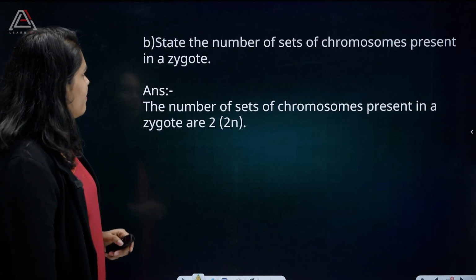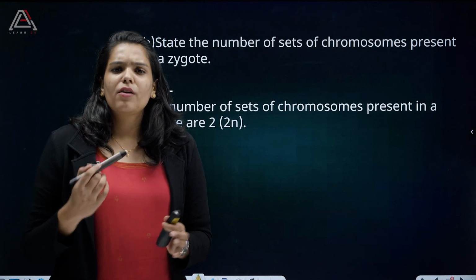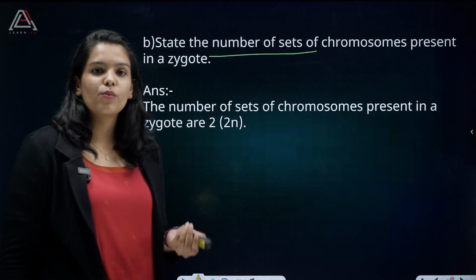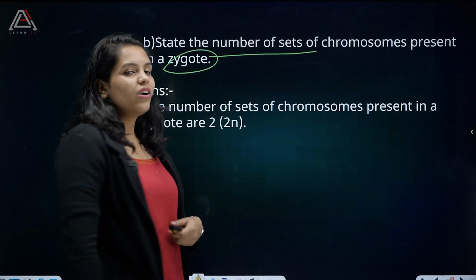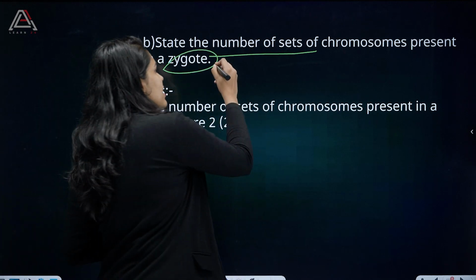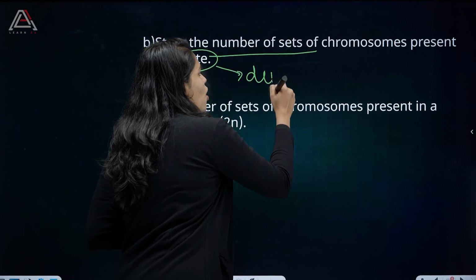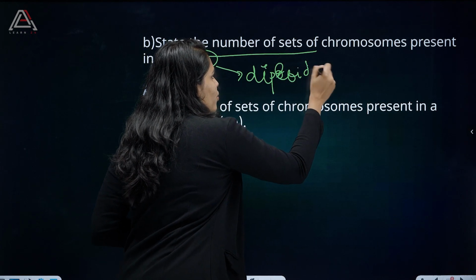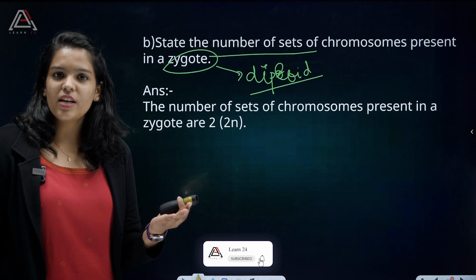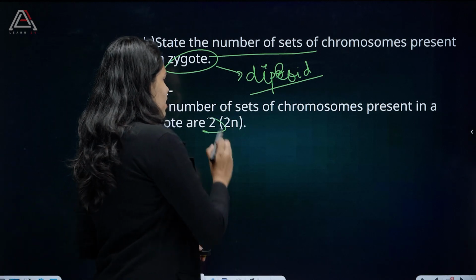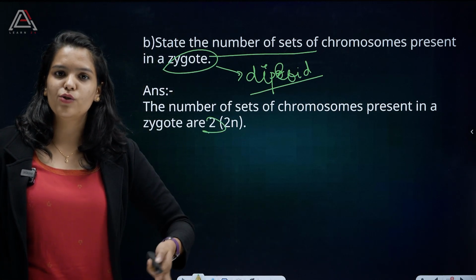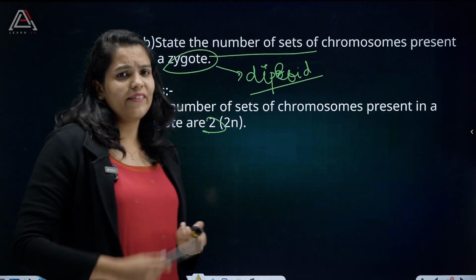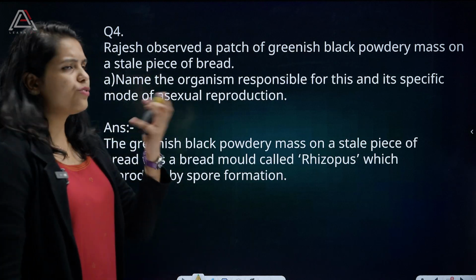Okay, fine. The second part of this question is: state the number of sets of chromosomes present in a zygote. What is a zygote? Zygote is a diploid cell, right? So how many sets of chromosomes will be present? 2 sets of chromosomes. That's it. A simple answer: 2 sets of chromosomes are present in the zygote. Very simple and very direct question. Fine. Let's move on.